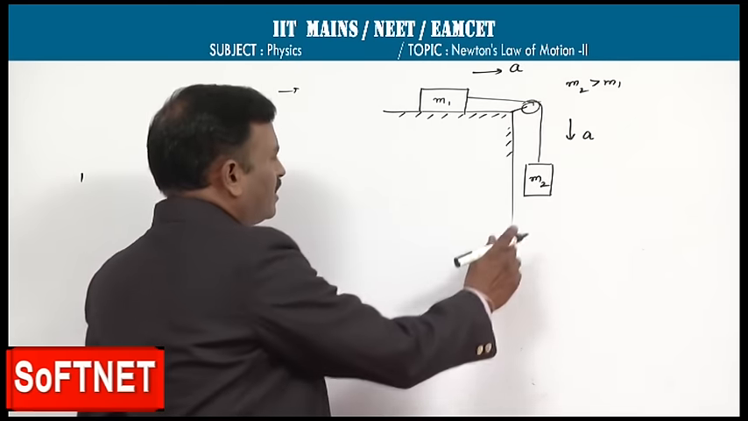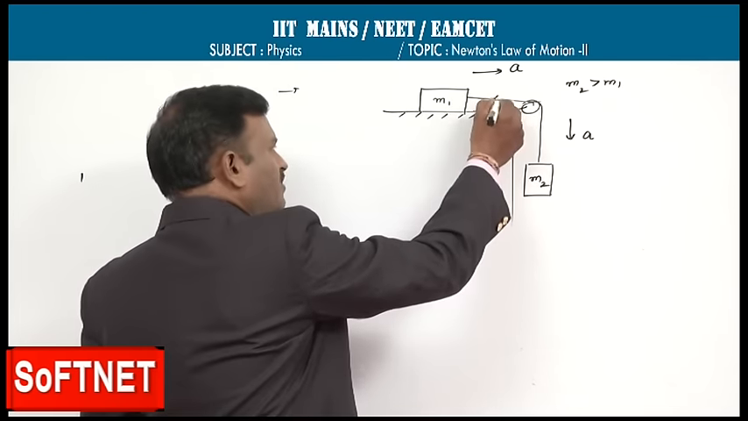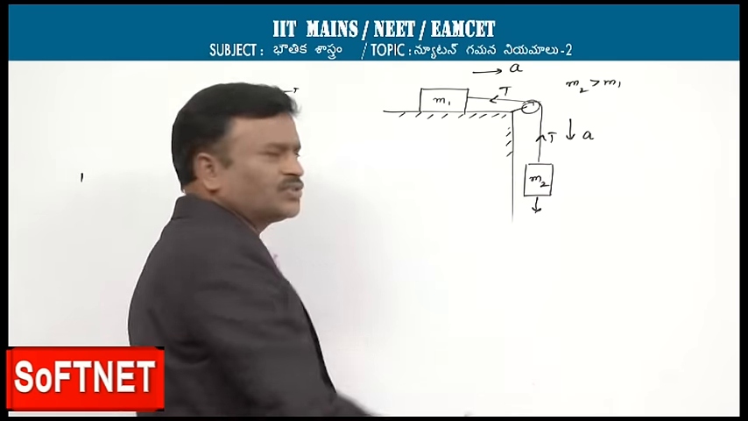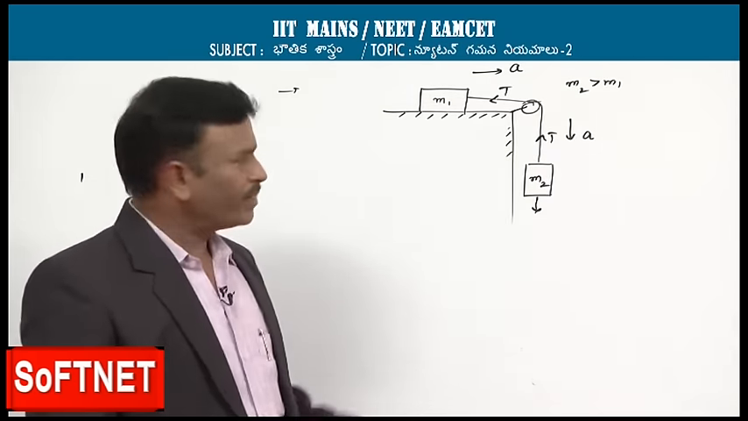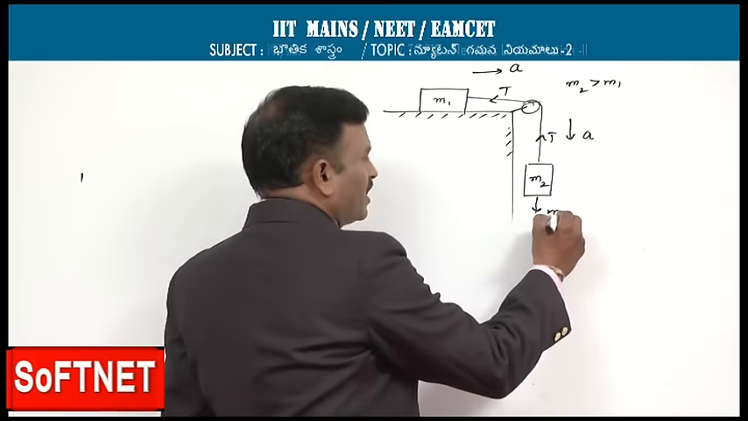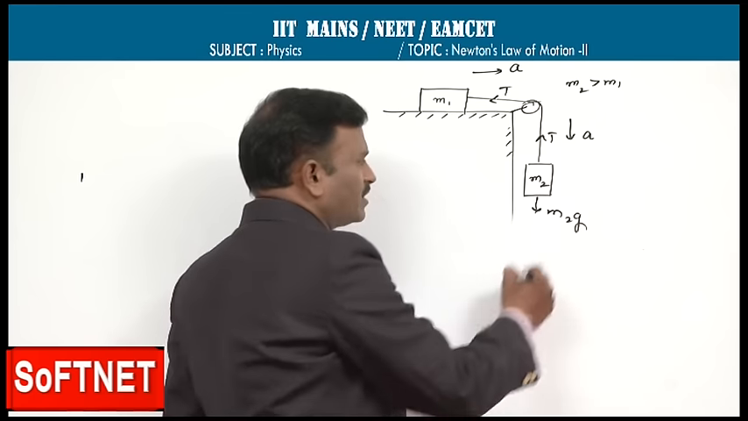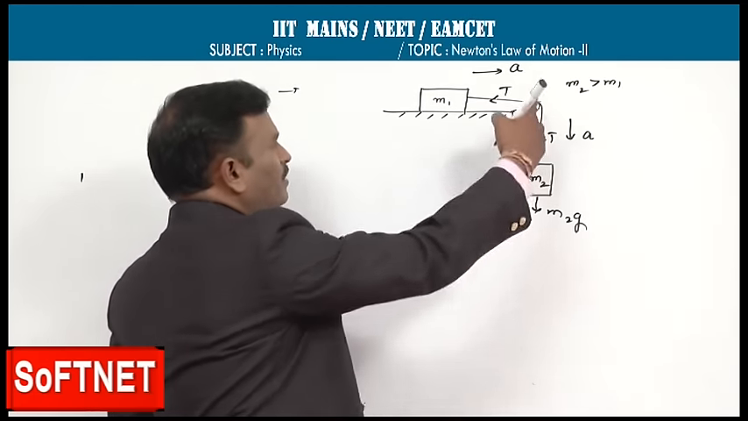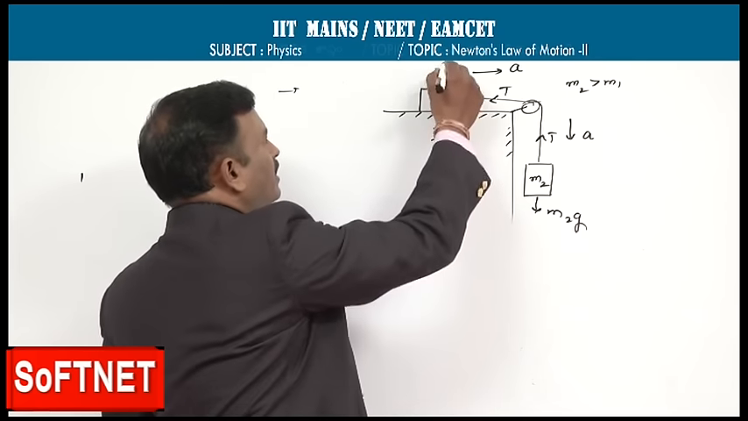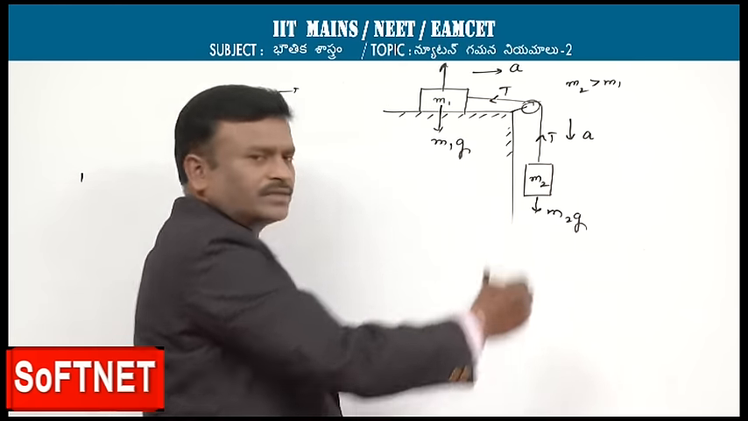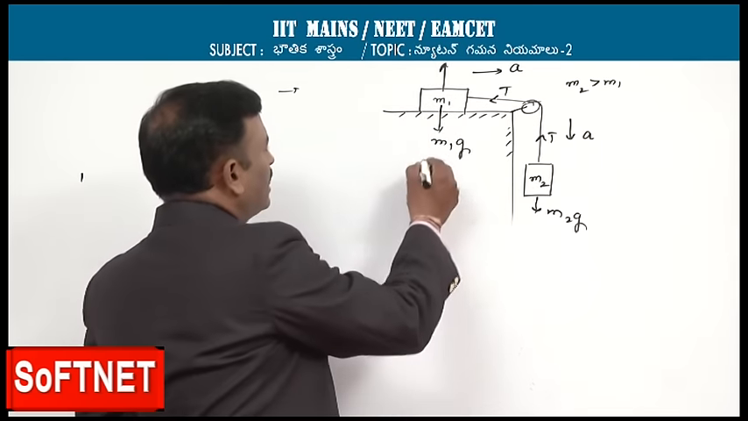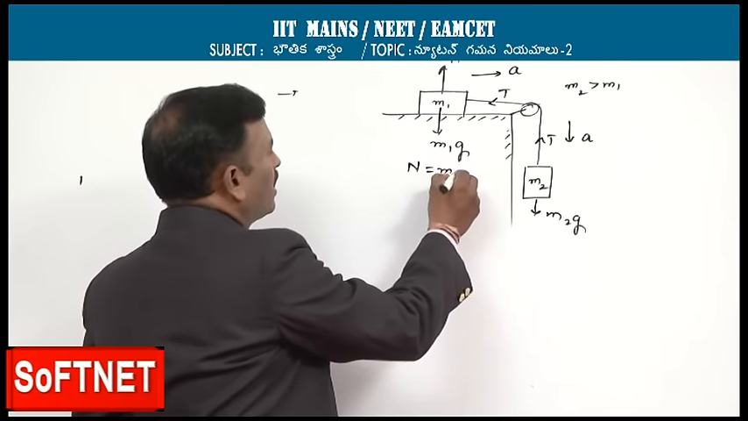Here let us see what the tension acting in the string is, and at the same time how much acceleration the two body system attains. Let us see. m2g is acting down, tension is acting up over here, m1g is acting down and normal reaction is acting up. So these two will be equal, as N is equal to m1g.